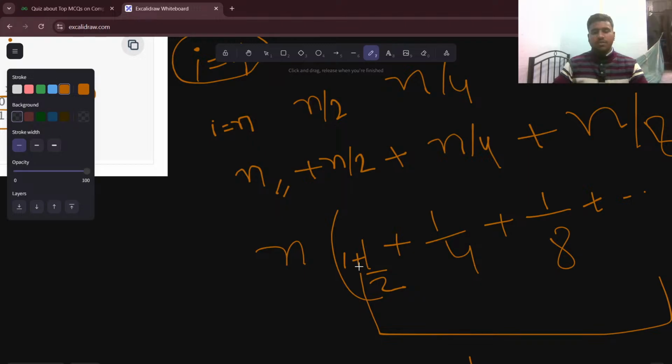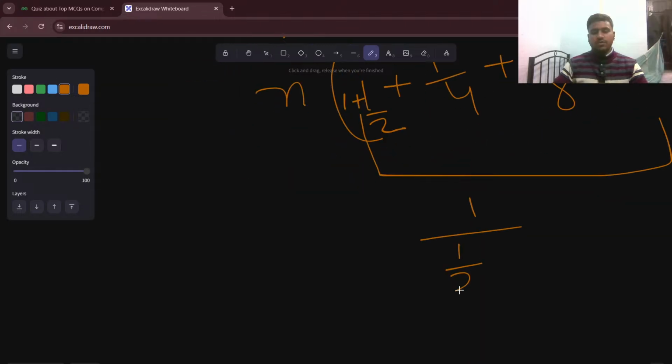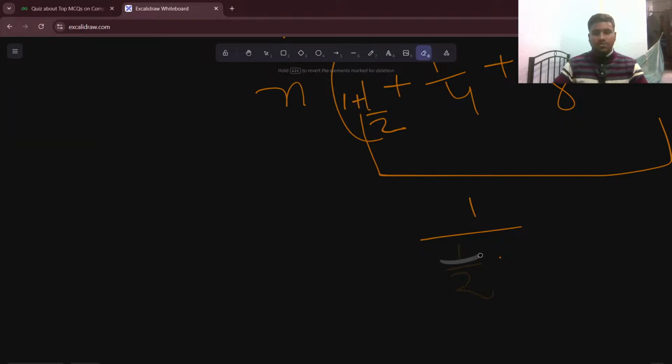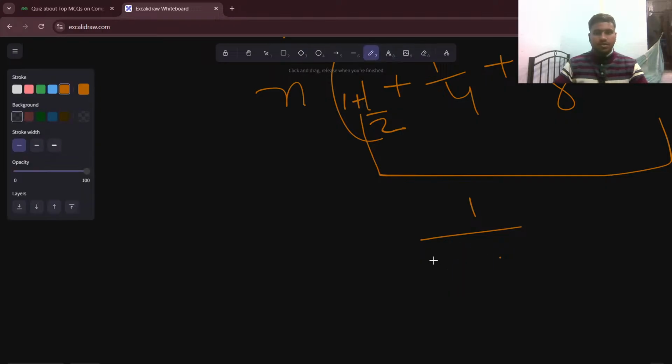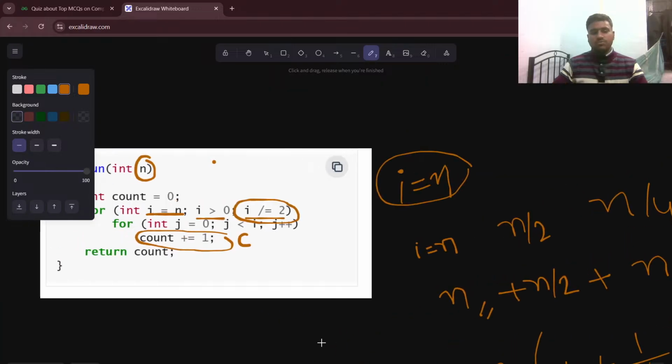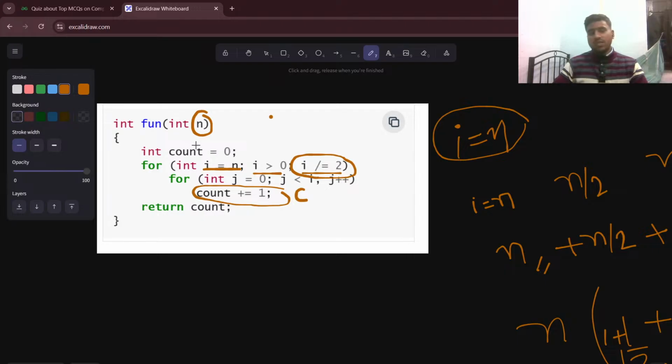1 plus 1 by 2. So what is r? R here is 1 by 2. A divided by 1 minus r. Sorry, this is my fault. This would be 1 minus r. 1 minus r means 1 divided by 1 minus 1 by 2, that means 1 by 2, that's equal to 1. So basically, the overall complexity of this function is 2n. If you provide the value n to this function, then the overall complexity of the function would be 2n.